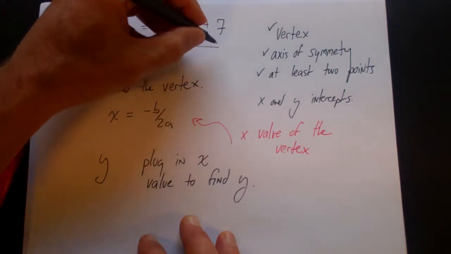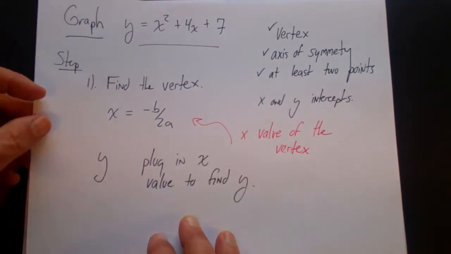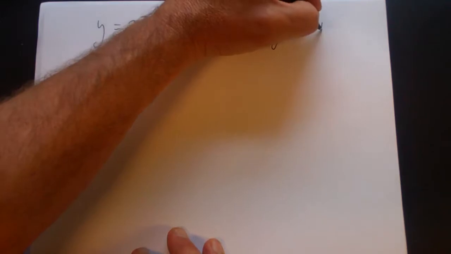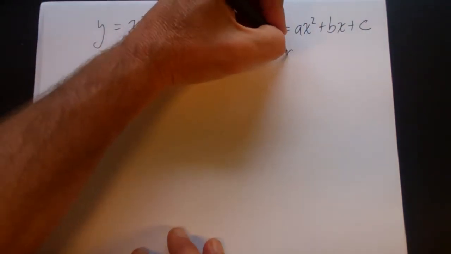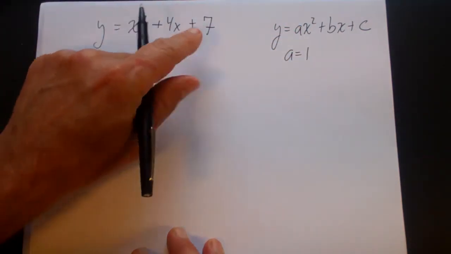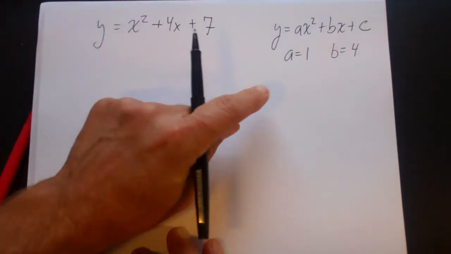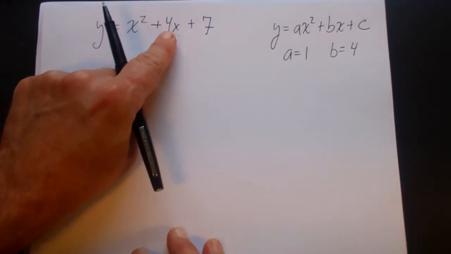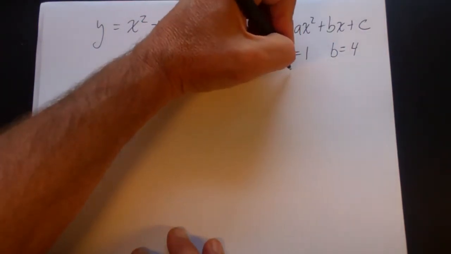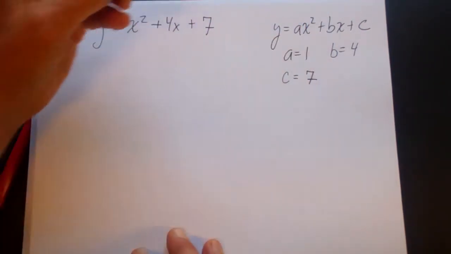So using this problem right here, let's find the vertex. We have y is equal to x squared plus 4x plus 7. Now if you notice here, this is written in standard form, which is y is equal to ax squared plus bx plus c. So relative to here, we know that a is equal to 1, b is equal to 4, right? A is the coefficient in front of the x squared, so in this case it's 1. B is the coefficient in front of the x, so that's 4. And c here is a constant term, and that's 7.